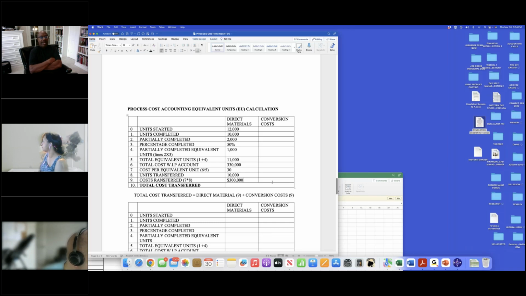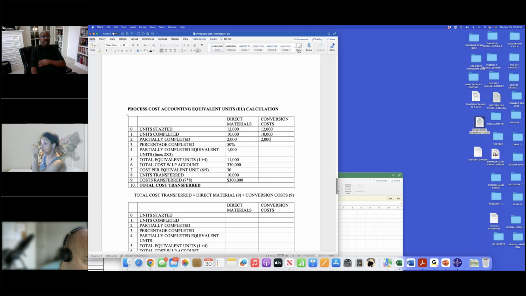So I need the amount that's gonna be on line 9 for the conversion cost. What's gonna go on the first line? 12,000. What's gonna go on the second line? 10,000. What's gonna go on the next line? 2,000. That's how many we got partially completed. 10,000 on our completed, 2,000 were partially completed.